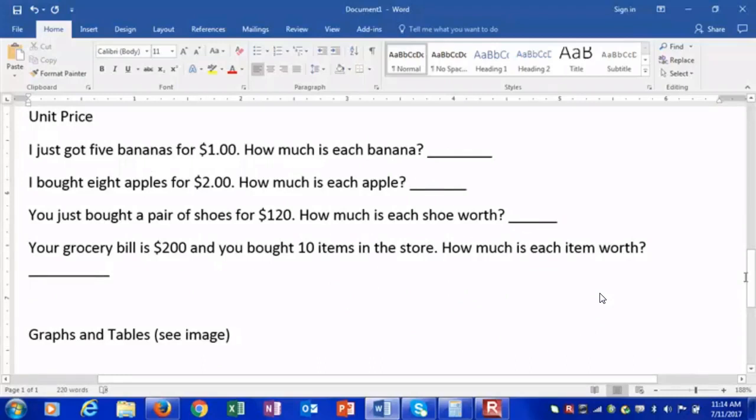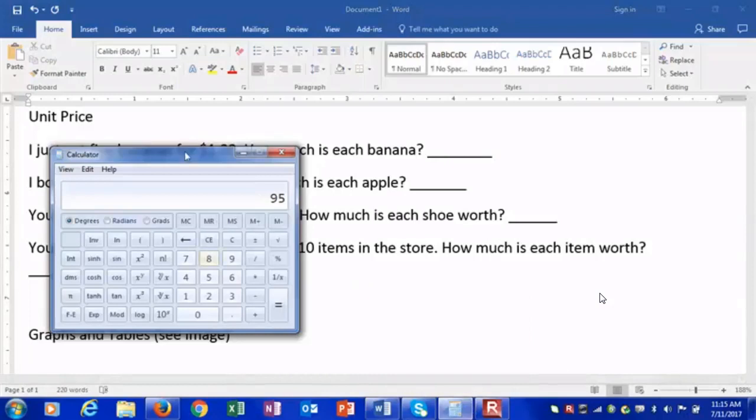All right, unit price. Let's talk about unit price. Unit price occurs where we buy, say for example, items in bulk. We get a total, and then we divide that total over the amount of things that we received. Okay? For example, I just got 5 bananas for $1. How much is each banana?